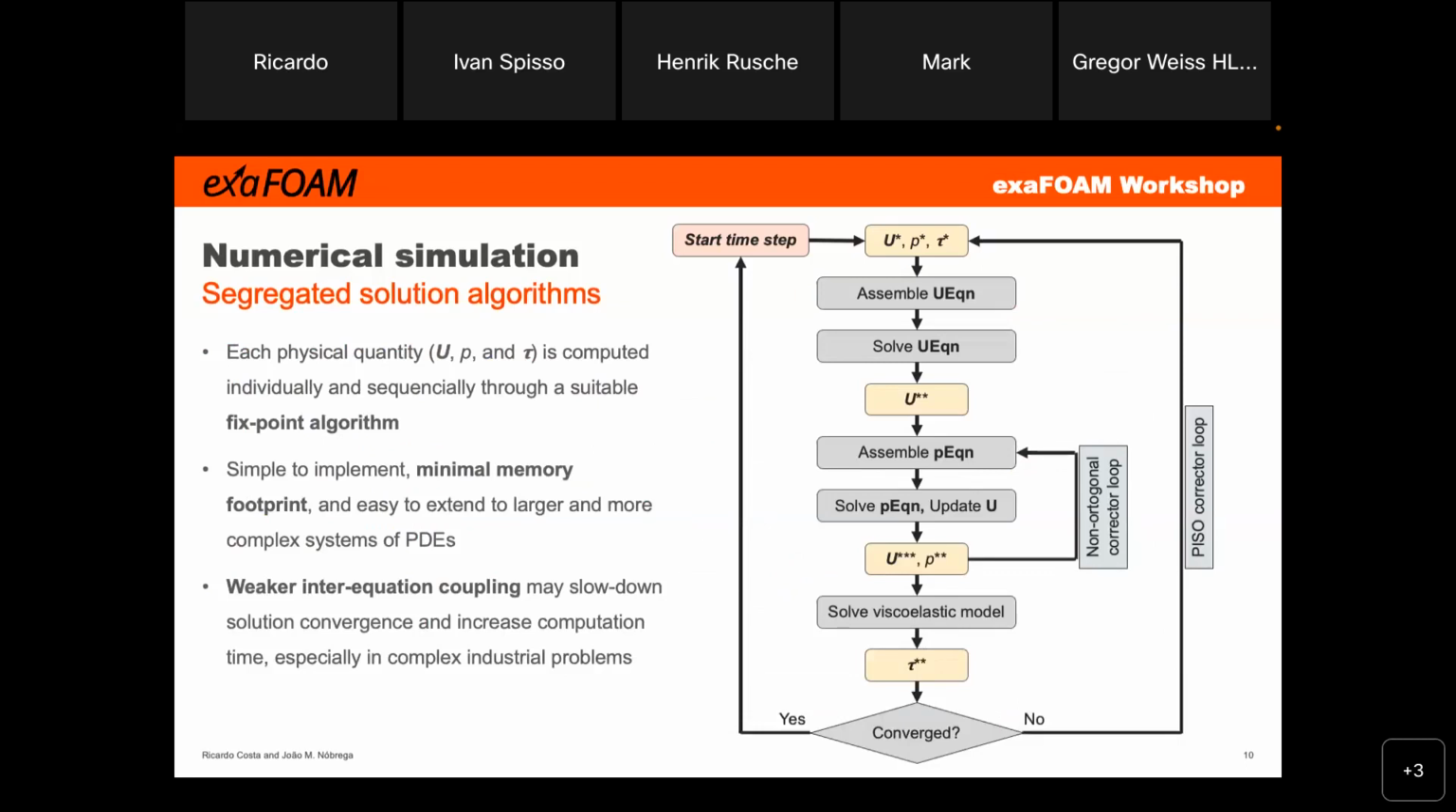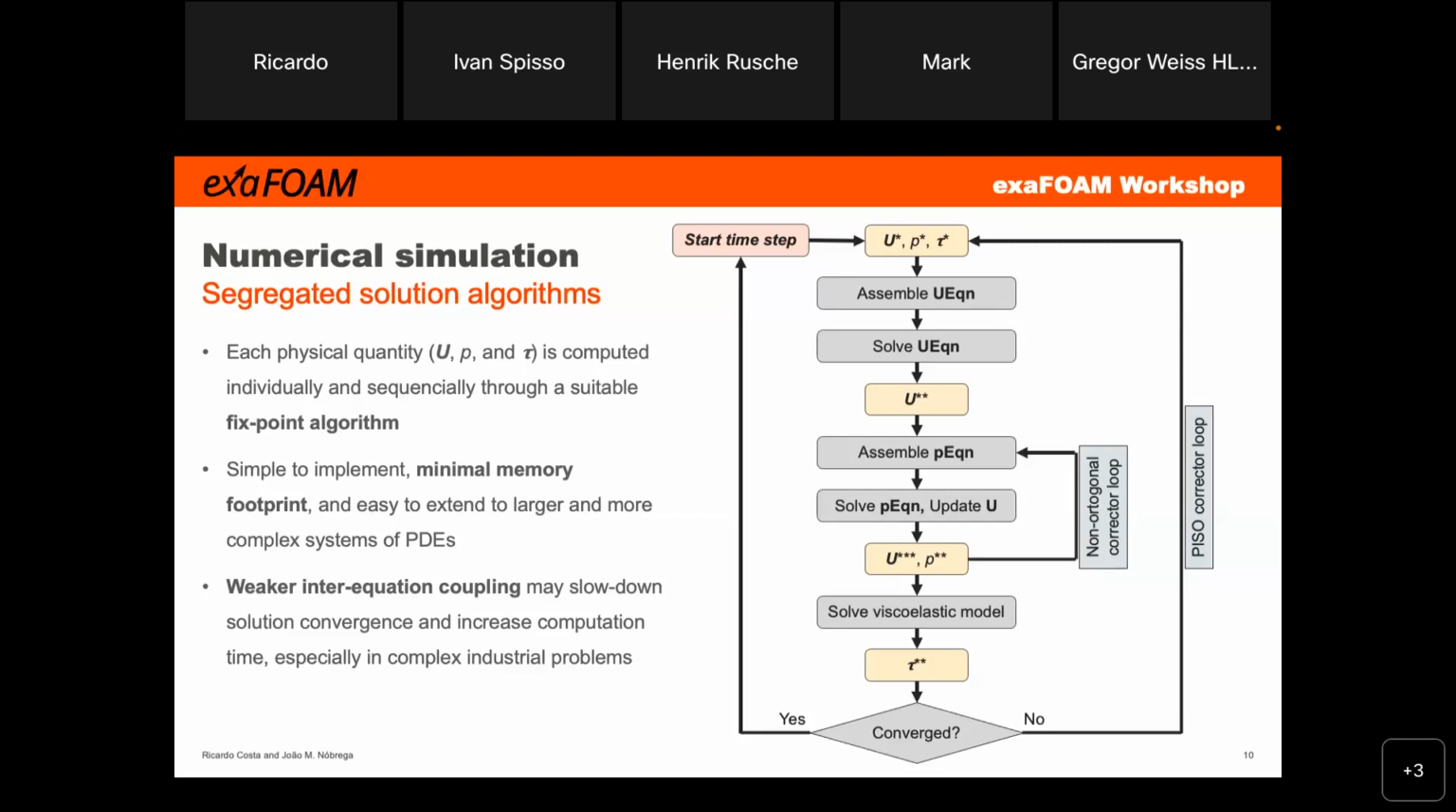So now I will turn to the numerical side. And so we have a system of equations to solve, as I was showing before. We have continuity equation, moment equation, and then we have these constitutive equations to obtain the stress tensor. And the most standard way of solving and obtaining all these variables is what we call a segregated solution algorithm.